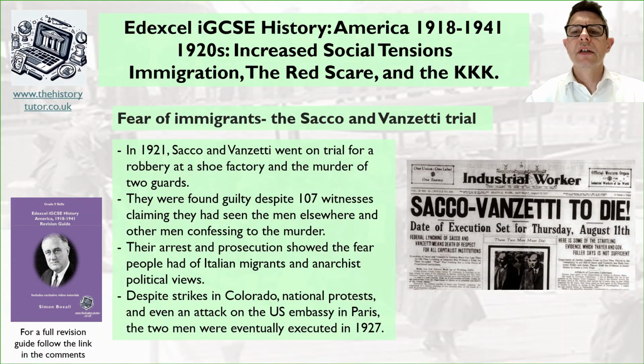Another fear of immigrants is suggested by the Sacco and Vanzetti trial. In 1921, Sacco and Vanzetti went on trial for robbery at a shoe factory and the murder of 2 guards. They were found guilty despite 107 witnesses claiming they saw the men elsewhere and other men confessing to the murder. Their arrest and prosecution showed the fear people had of Italian migrants and anarchist political views. Despite strikes in Colorado, national protests, and even an attack on the US embassy in Paris, the 2 men were eventually executed in 1927, highlighting the real concerns around immigrants.